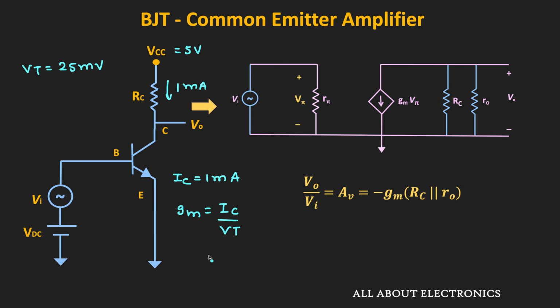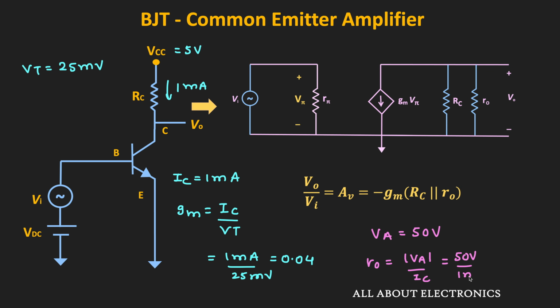That means here Gm will be equal to 1 milliampere divided by 25 millivolt, and that is equal to 0.04. Moreover, let's say the early voltage VA is equal to 50 volt. From this we can get the value of R0, because R0 can be given as VA divided by IC, and here that will be equal to 50 volt divided by 1 milliampere, that is equal to 50 kilo ohm.